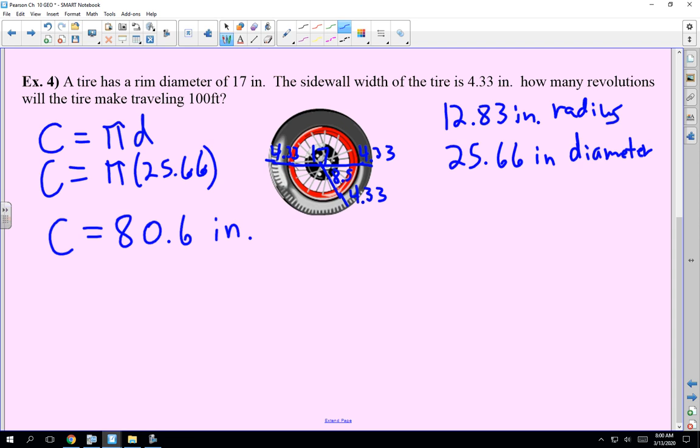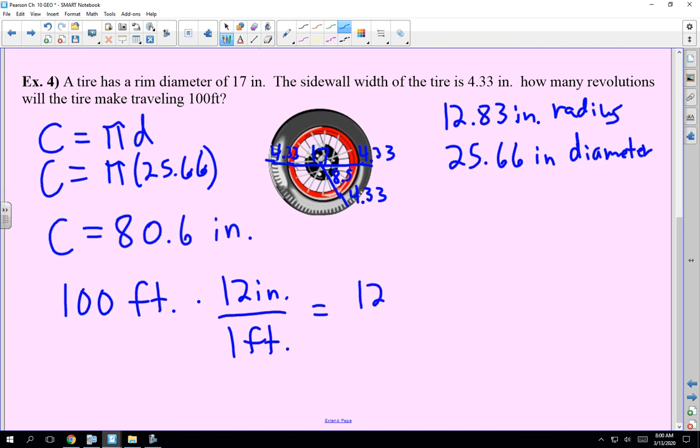So we want to know how many times it's going to turn to go 100 feet. Let's see, 100 feet at 12 inches per 1 foot gives us 1,200 inches. And so we just need to see how many times that 80.6 will go into the 1,200, and that'll give us our number of revolutions.